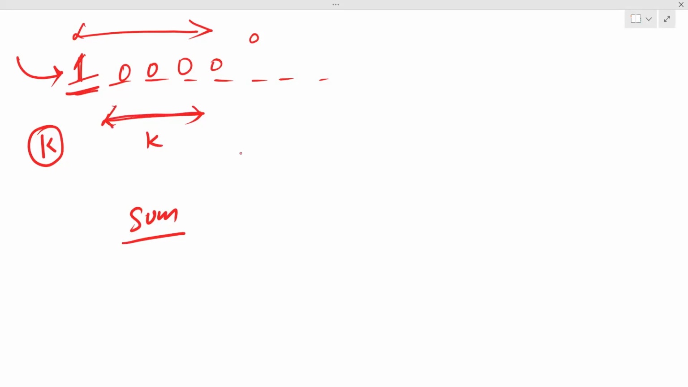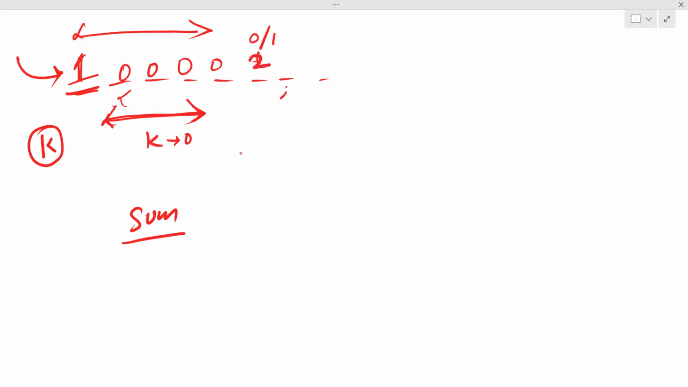Then after that, let's have k zeros here. Then what should I put here? 0, 1? Can I put 0 here? No. If I put a 0 here, I will have k plus 1 zeros, which will definitely form a palindrome. Can I put a 1 here? No. If I put a 1 here, then also we'll have a palindrome. So I'll put 2 here.